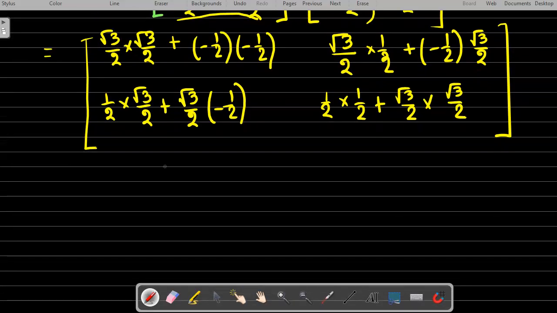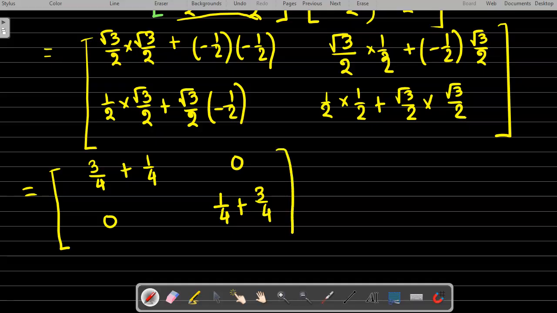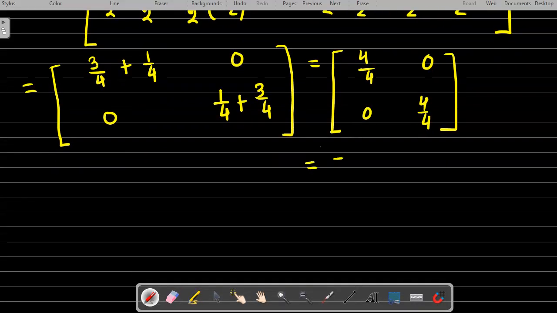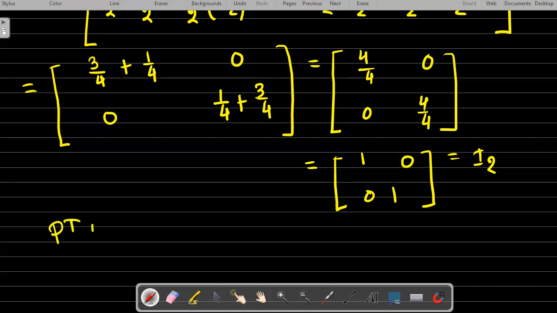Now let's find what is this. So here root 3 multiplied by root 3 is 3, over 4, plus here is 1 by 4. This part becomes 0, this part becomes 0, and here 1 by 4 plus 3 by 4. Now it is 4 by 4, this is 0, this is 0, this is 4 by 4. So here it will be 1, 0, 0, 1. So what is this? This is the 2 by 2 identity matrix. So we have got P transpose P is equal to the identity matrix.